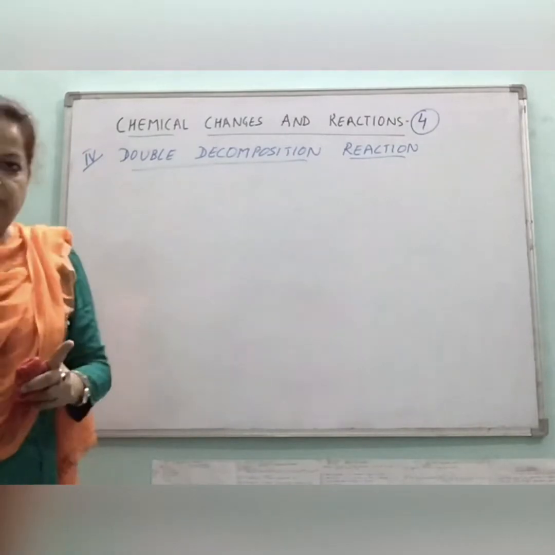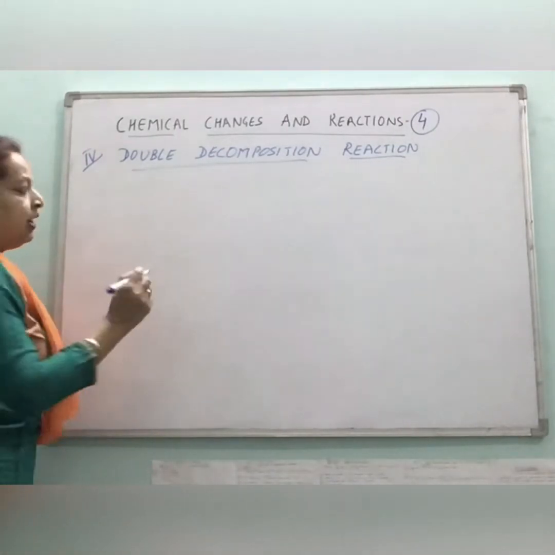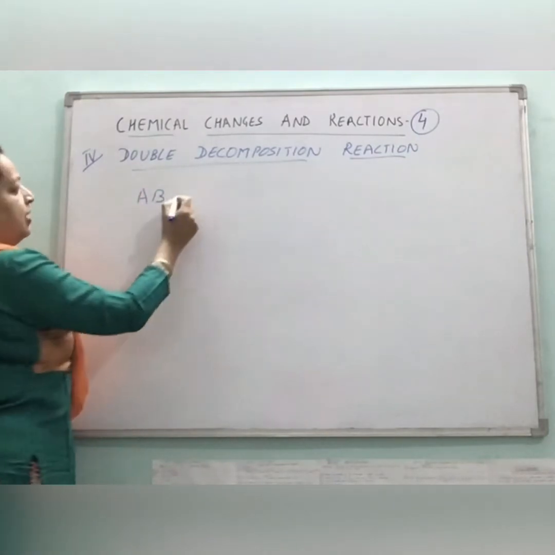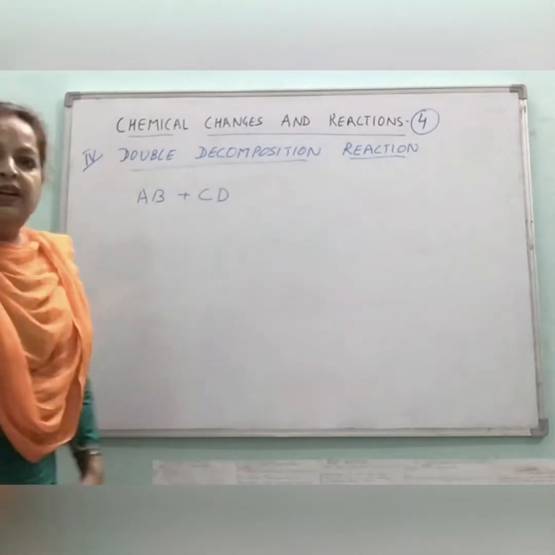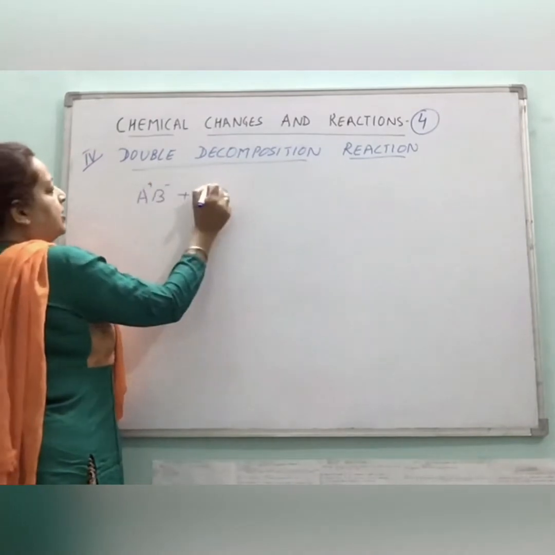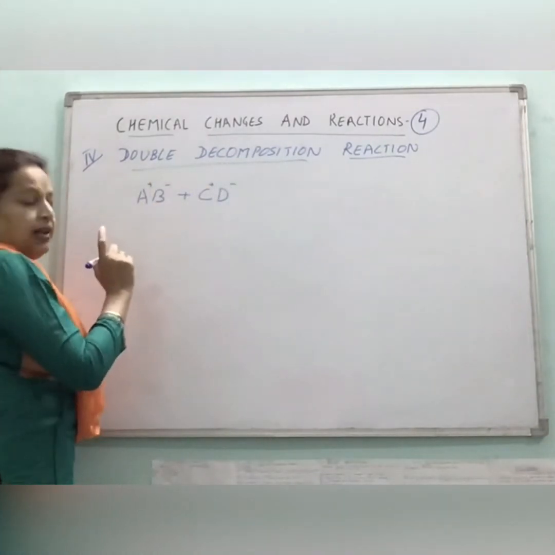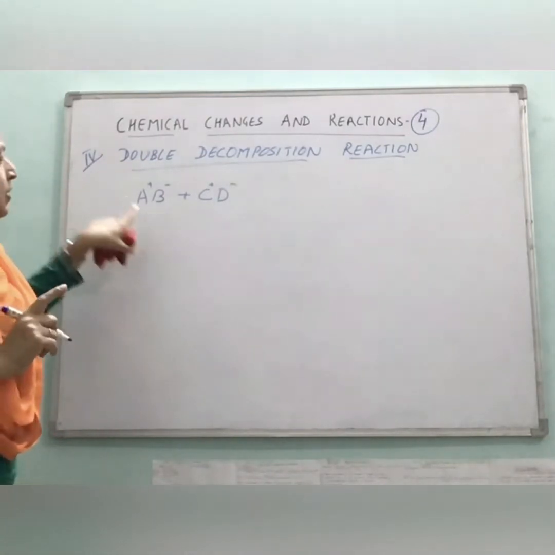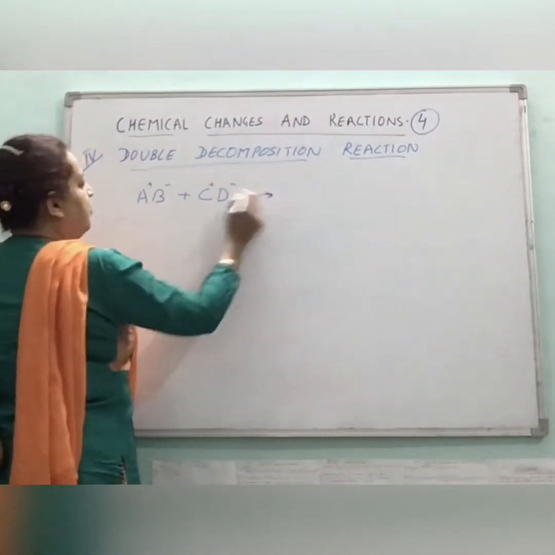There should be two compounds, consisting of radicals or ions. So A and B, one is positive, one is negative, reacted with CD, where C is one radical and D is another radical. Exchange of radicals takes place. Remember, in double decomposition, exchange of radicals takes place from both the compounds, right?